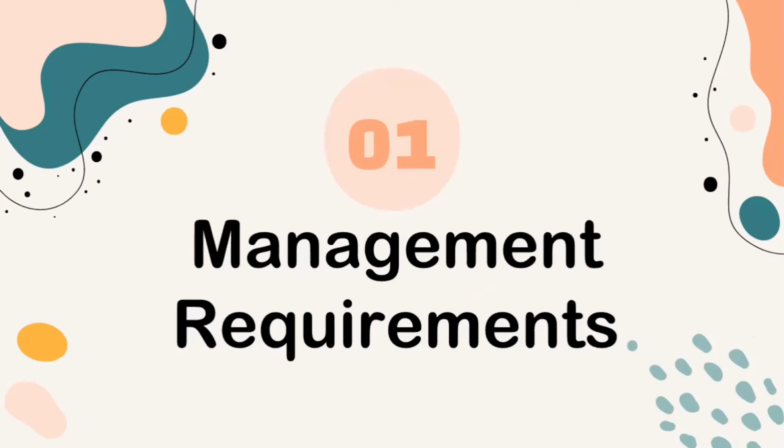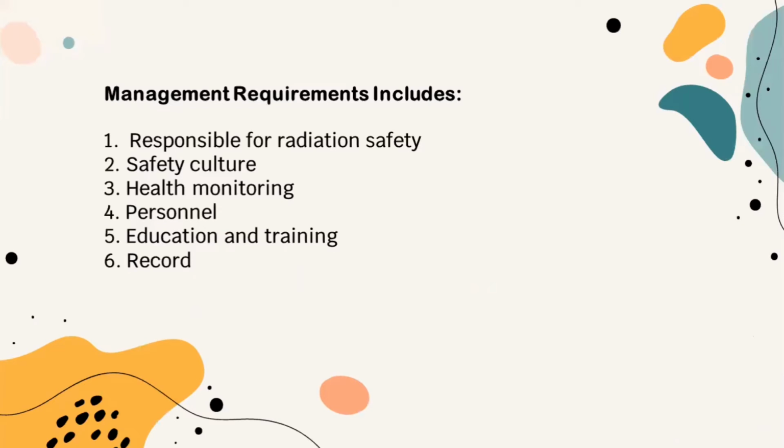Next, I will continue this presentation. I will explain about management requirement. The management requirement includes: number one, responsibility for radiation safety. Two, safety culture. Three, health monitoring for personnel. Five, education and training. Six, record.